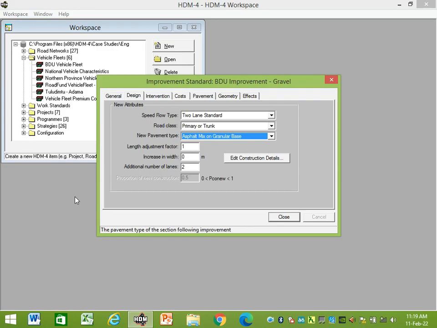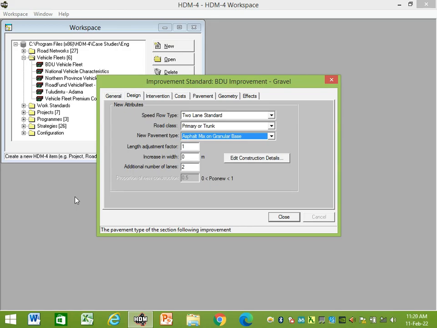Length adjustment factor. What it means is, will the road be longer after construction? Or will it be the same? Will it be shorter or longer? That's what it is. If it is 1, it remains the same. The length will remain the same. That's what it means.